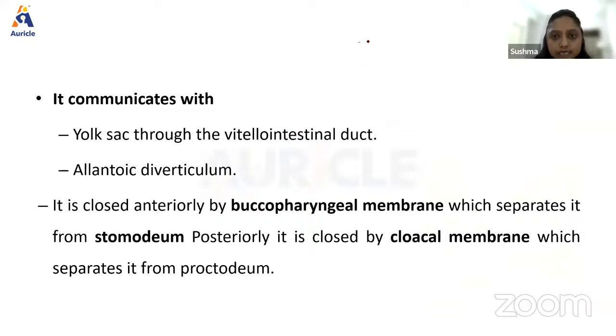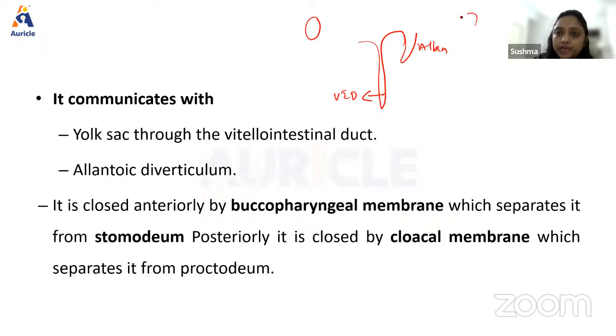Next, the yolk sac has two very important structures. One is the vitellointestinal duct and second is the allantoic diverticulum. The yolk sac has these two very important extensions. Okay, now it is closed anteriorly by the buccopharyngeal membrane and posteriorly it is closed by the cloacal membrane. Okay, does it make sense, guys? Obviously, anteriorly we have the mouth, posteriorly we have the anal canal, the entire gut, right?